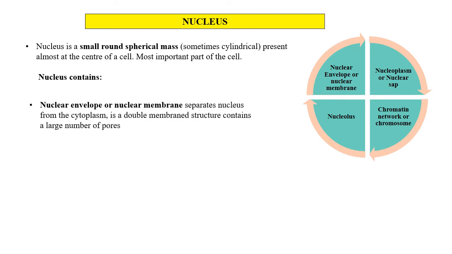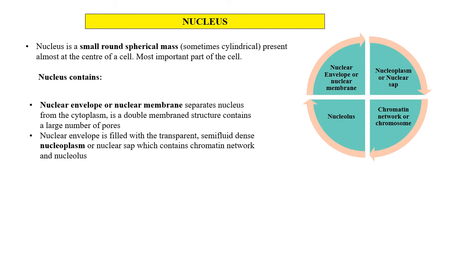It is a double membrane structure and contains a large number of pores. The nuclear pores control the passage of substance from inside the nucleus to its outside, that is, cytoplasm or vice versa. Nuclear envelope is filled with transparent semi-fluid, dense nucleoplasm or nuclear sap. The nucleoplasm contains chromatin network and nucleolus.